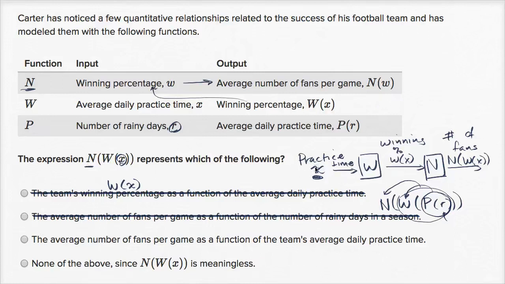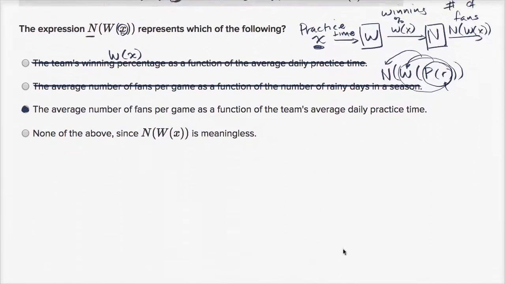You have your average practice time X being inputted into the function W. So your average practice time is inputted into W, and it outputs winning percentage, which you then input into N to get the average number of fans per game. The average number of fans per game as a function of the team's average daily practice time. So, yep, I definitely like that choice. Let's do another one of these. This is interesting.